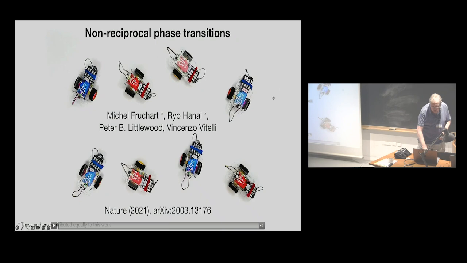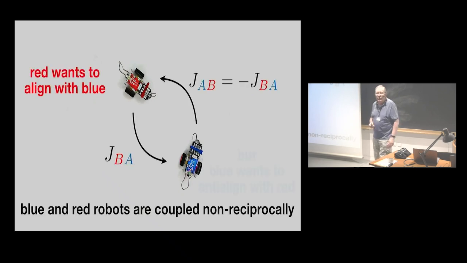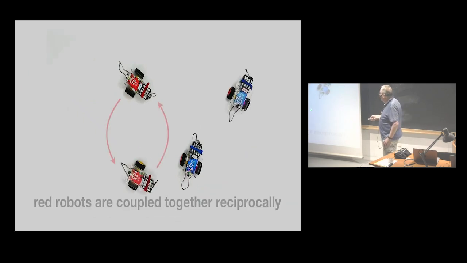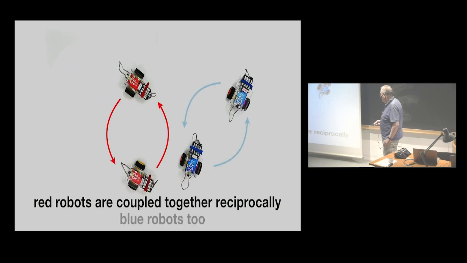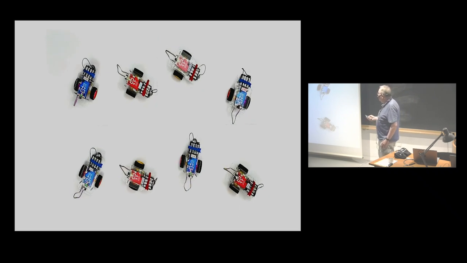And you can see what happens. So I say we give them, if you like, conflicting interactions. J_B is equal to minus J_BA. But blue likes to align with blue and red likes to align with red, so these interactions are all reciprocally coupled. Okay? And then you let the system go and see what happens. And there we go.